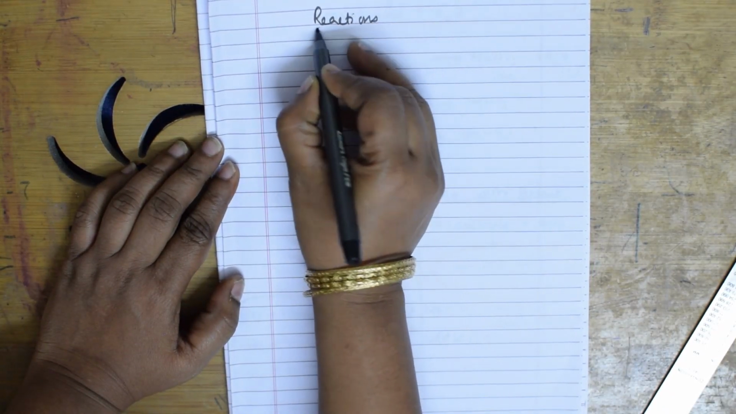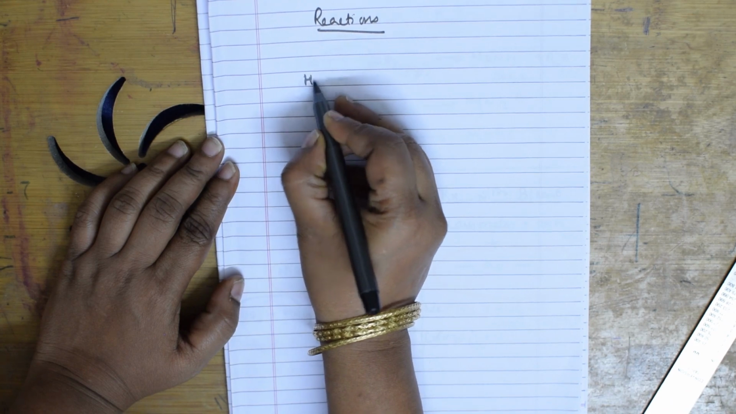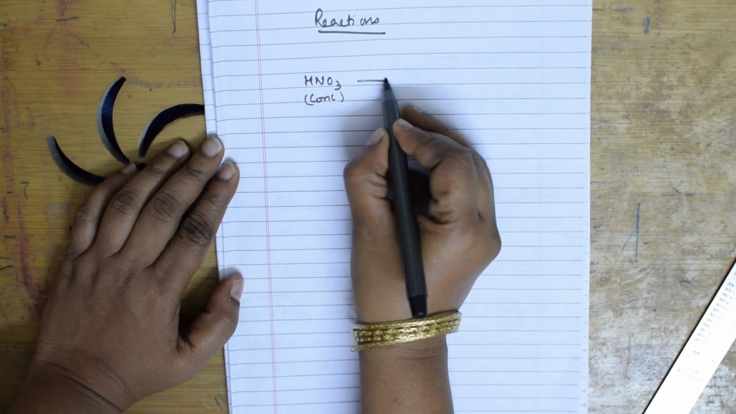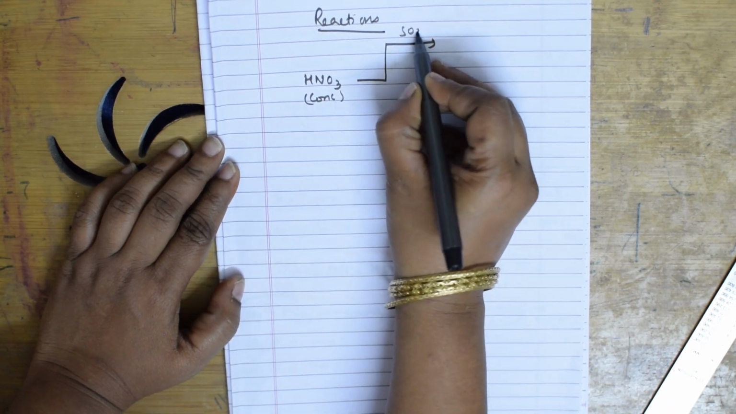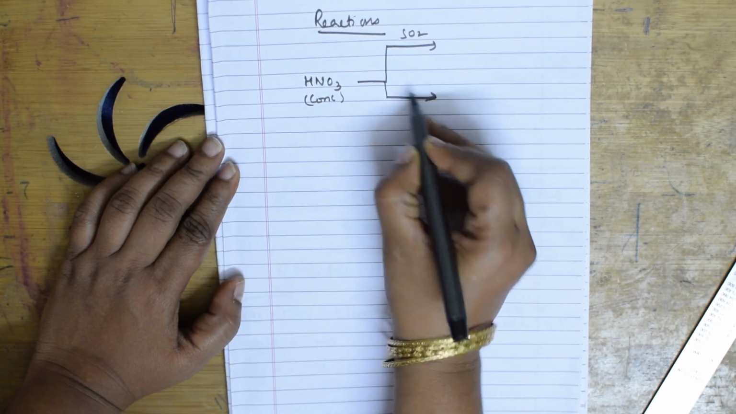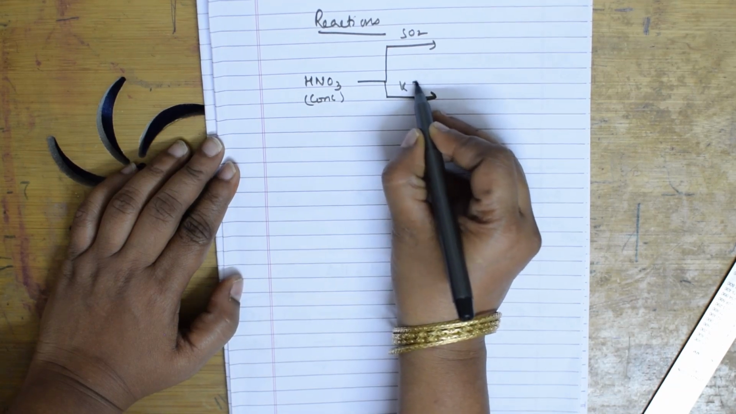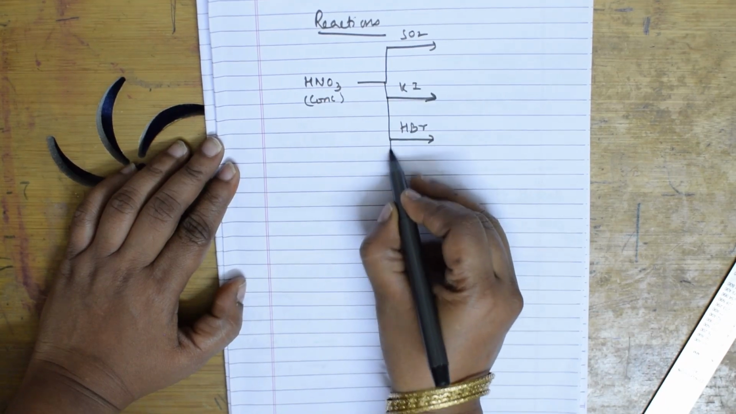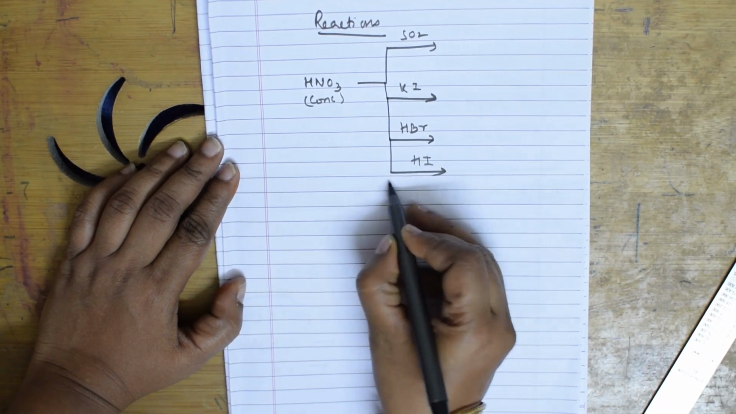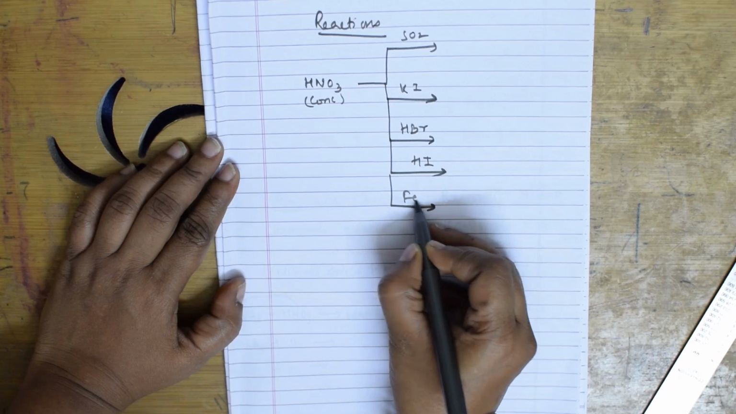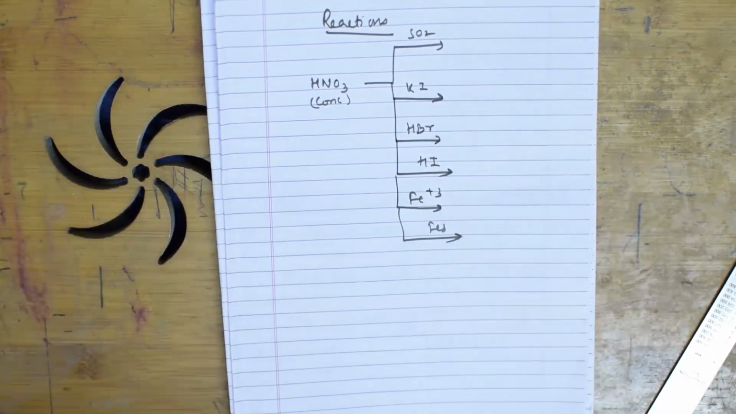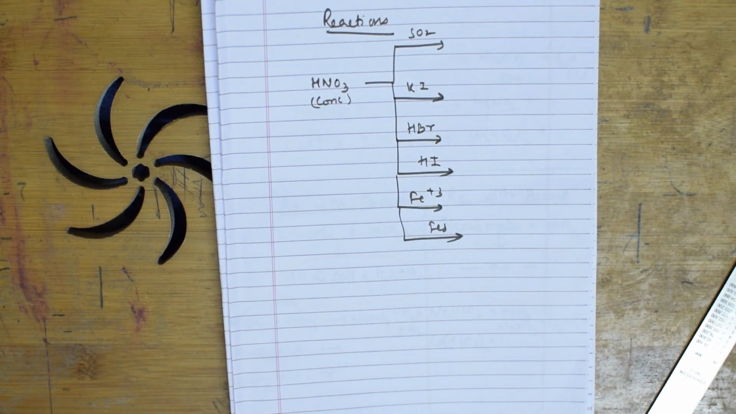reactions. What are they? Suppose if I have a concentrated nitric acid with me, and concentrated nitric acid is reacting with sulfur dioxide gas. Concentrated nitric acid is reacting with potassium iodide. Concentrated nitric acid is reacting with HBr. If it is reacting with HI, if it is reacting with Fe+2, if it is reacting with FeS. Let us see this, because till now we have seen dilute, all reactions are dilute. Now let's see the reactions of concentrated.